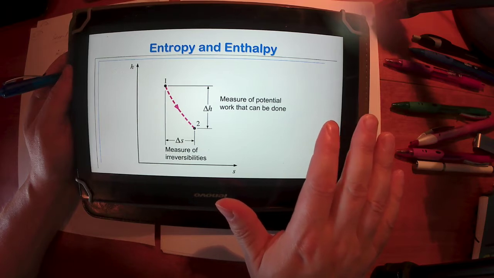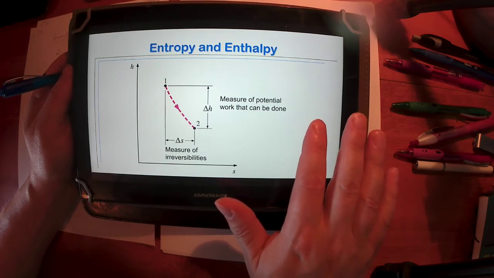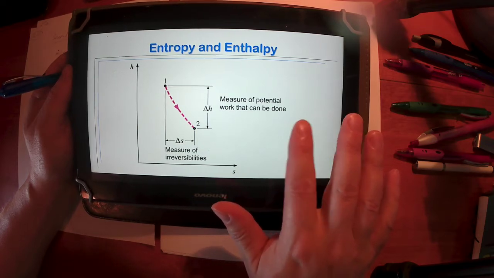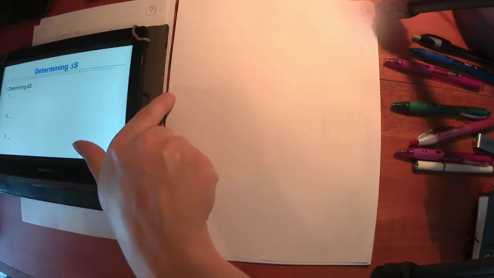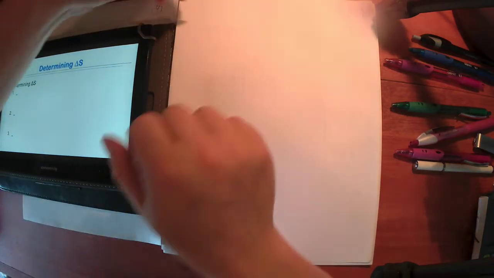All right, so these diagrams in your text, I'd like to take a minute or two to talk about them, and bring those up, and it also comes up a little bit when we derive the Gibbs equation in just a little bit. Okay, so determining delta S. So we talk about that. There are three ways we can determine delta S.